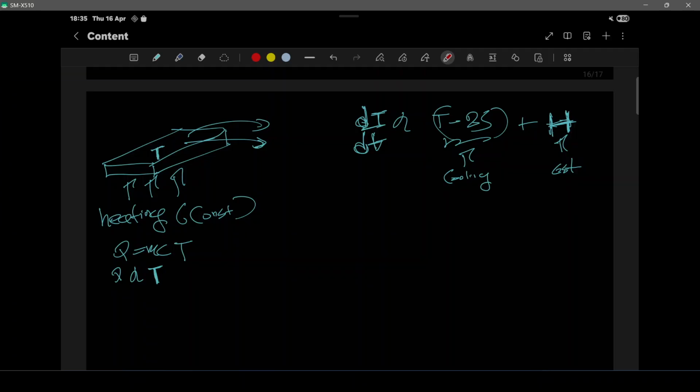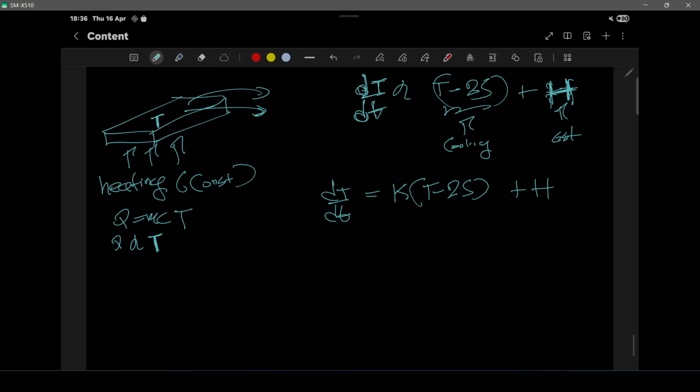So now I get the equation. Sorry, dT/dt is equal to k times (T minus 25) plus h. This is a constant, okay? So even though I multiply it by some constant, it remains a constant. So yeah, this is the equation.